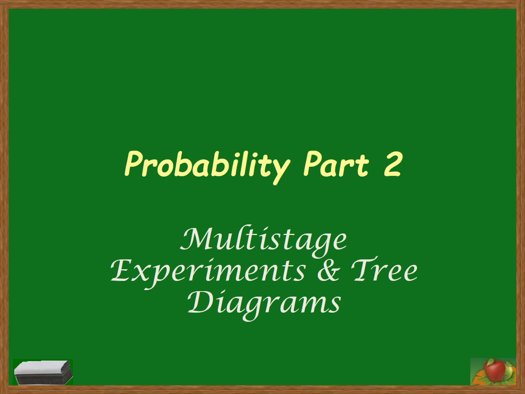We're going to look at multi-stage experiments, and we're going to use tree diagrams to examine these. You can read a lot of textbooks and they have tons of probability rules and they can all get confusing. So the more we can actually model what's happening, the easier it is to understand these rules. So we're going to start out with that.